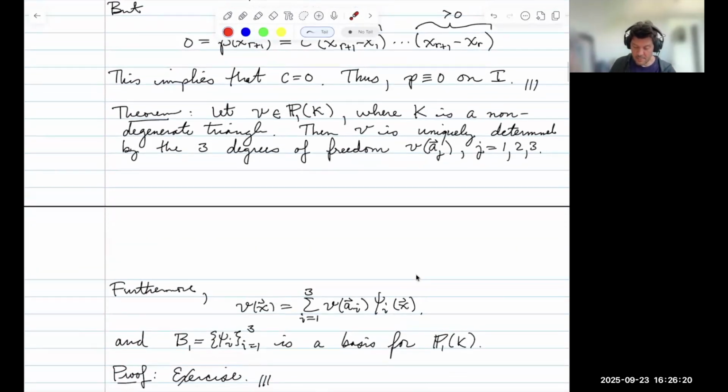Let v be a polynomial of degree 1 over a triangle K that is not degenerate. So a non-degenerate triangle is any triangle that has interior area. A degenerate triangle is one where basically it's not a triangle at all. It's essentially a line.